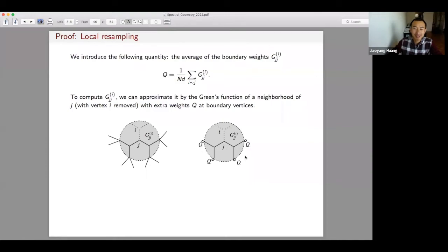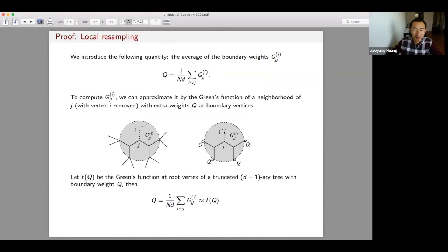And because for most of these vertices they have tree neighborhoods, and with one vertex removed, they are called the d minus one array tree. Each vertex has d minus one children. So we will get roughly this recursion for this quantity q. It's given by 1 over dn times the sum of G_jj^(i). And for each of these, we can approximate it by the Green's function of this truncated d minus one array tree with a boundary weight q attached to the boundary.